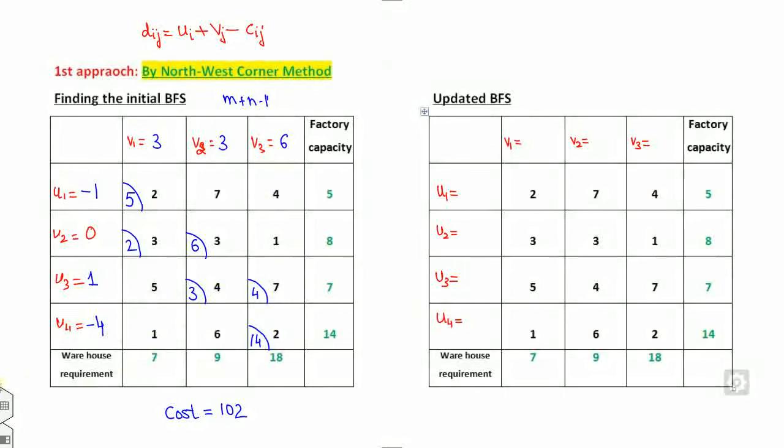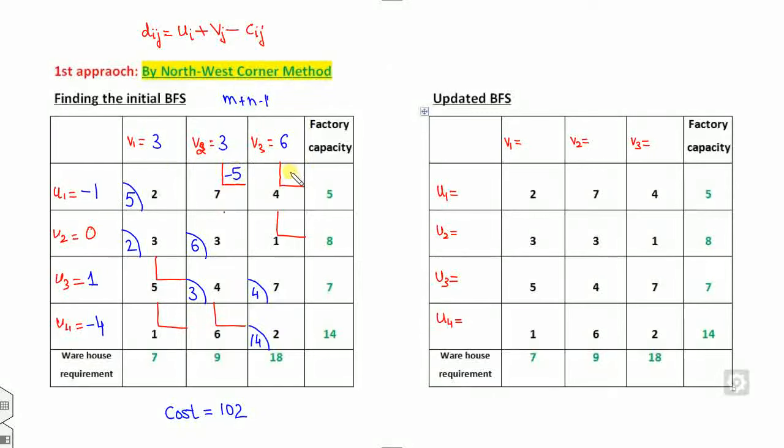Now you will calculate this dij, that is zj minus cj, for all those unoccupied cells. These are my unoccupied cells, which means these are my non-basic variables, and we check whether there is any entering or leaving variable present or not. So how do we calculate ui plus vj minus cij? 3 plus of minus 1 and minus of 7. So this is 2 and it comes to be minus 5.